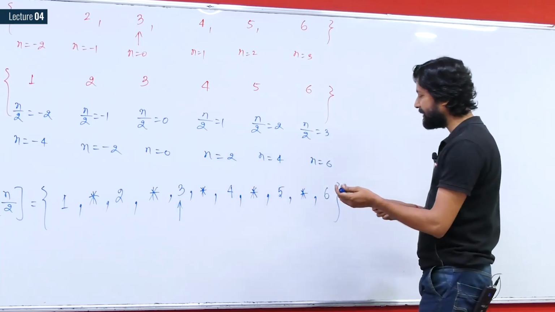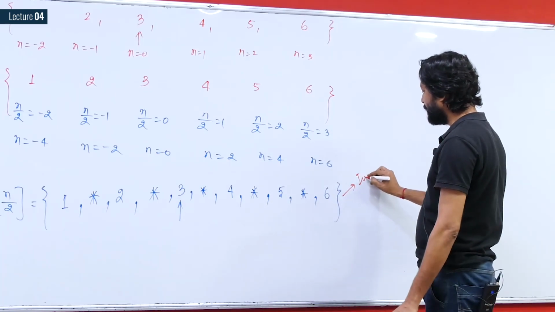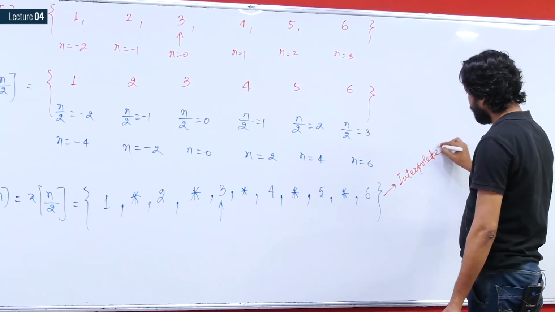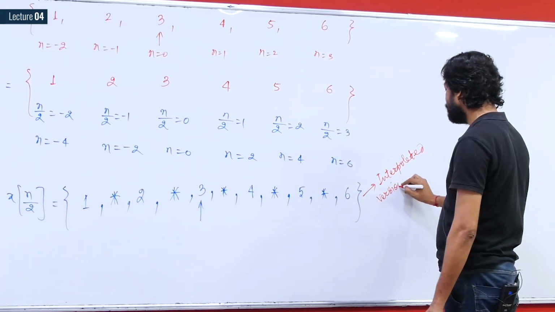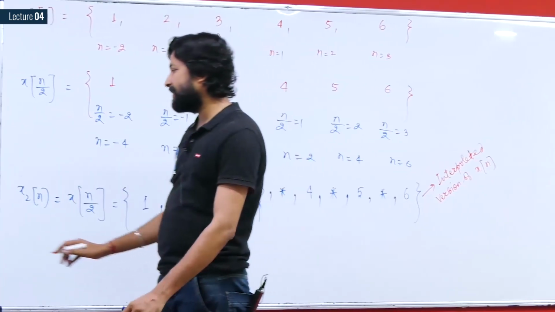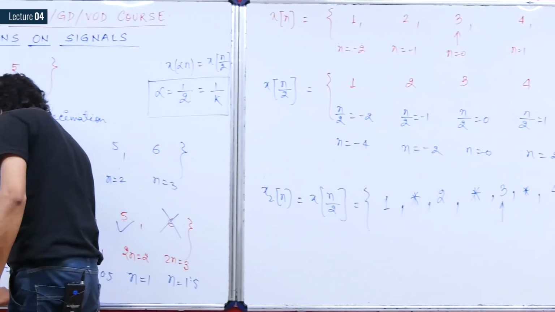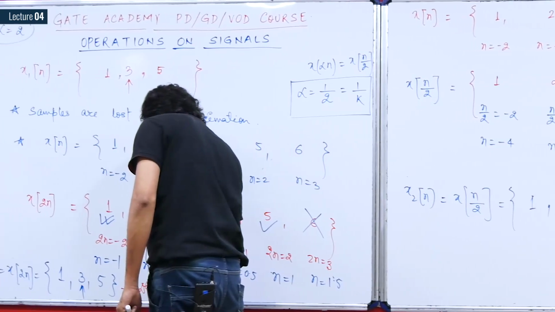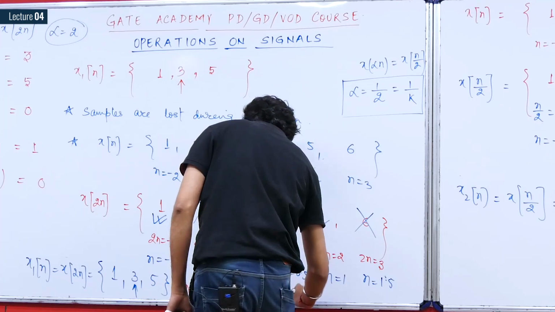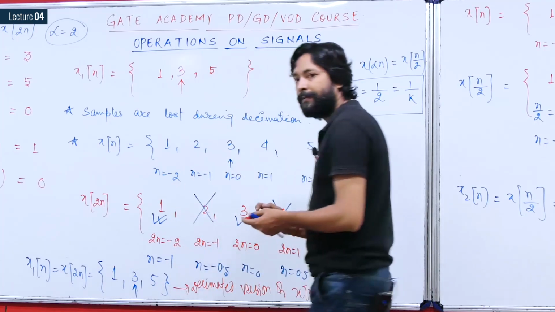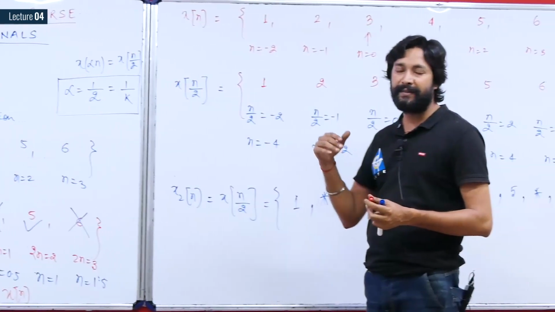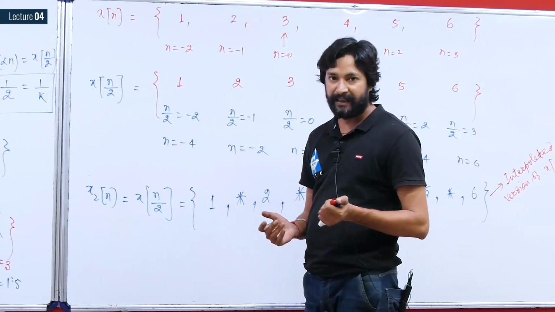This signal is called the interpolated version of signal x of n, and the other signal you have taken is the decimated form, the decimated version of signal x of n. So whenever we have to decimate or interpolate, the scaling factor decides whether we are going to interpolate or decimate the signal.